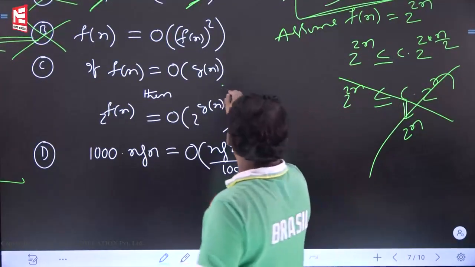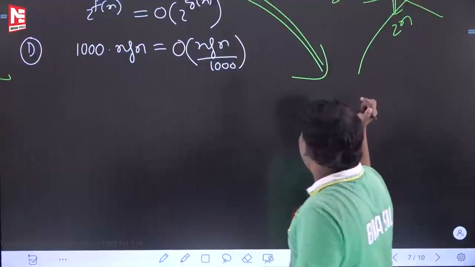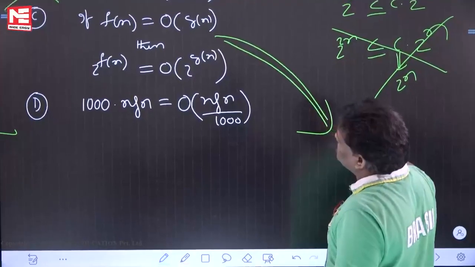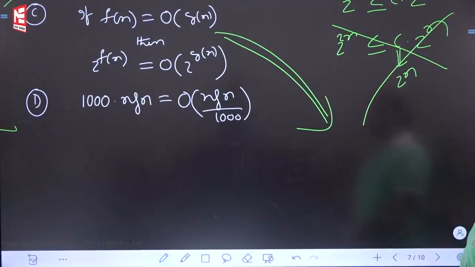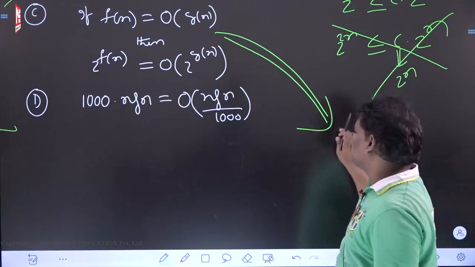Option C is the interesting one. Please see option C now. Option C is saying that if f of n is big O of g of n, then 2 power f of n is big O of 2 power g of n. What is the meaning? Between two functions big O is possible; after keeping them in the power, is big O also possible between them? Let's see this one. Interesting answer.